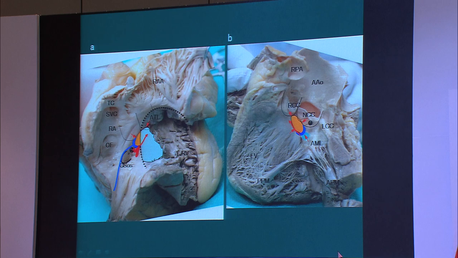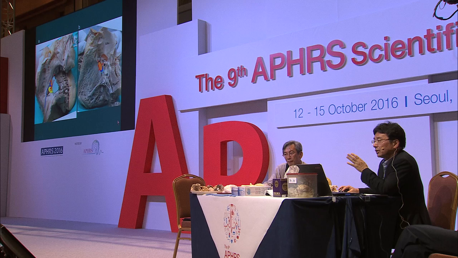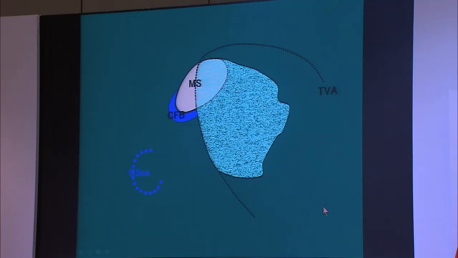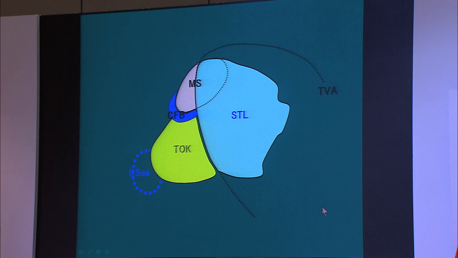But in some cases, this tendon of Todaro stops around here and doesn't connect to the central fibrous body. And here shows the triangle of Koch. So maybe you imagine this size a little big, I think. So, of course, I repeated this case. And the atrioventricular septum is here. So let me show you the content of the atrioventricular septum.